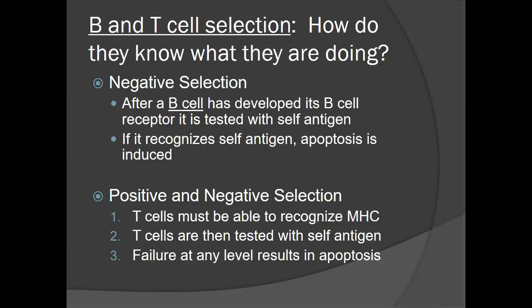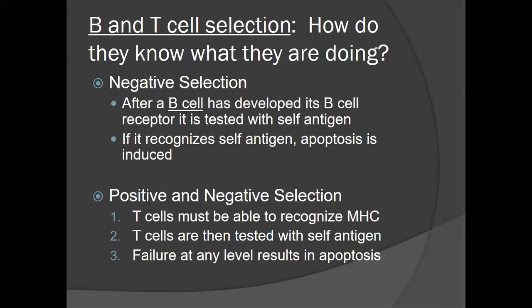T cells have a similar process, but they have something called positive and negative selection. Hopefully you remember that a T cell receptor has to have antigen presented to it via another receptor. And that other receptor that's presenting antigen, we haven't gone over this yet, is something called an MHC receptor. So that T cell receptor has to be able to interact with the MHC receptor.